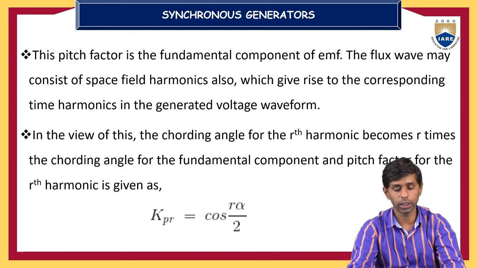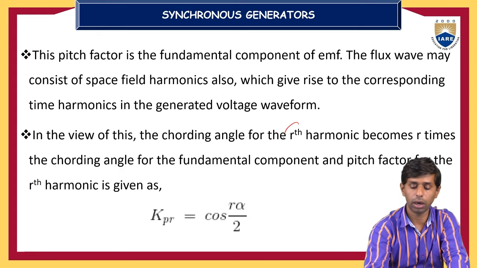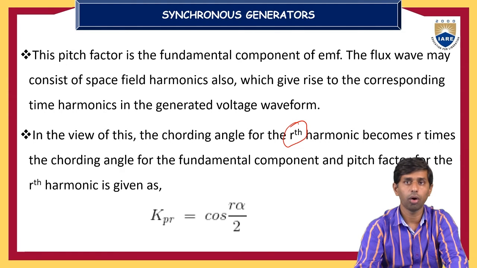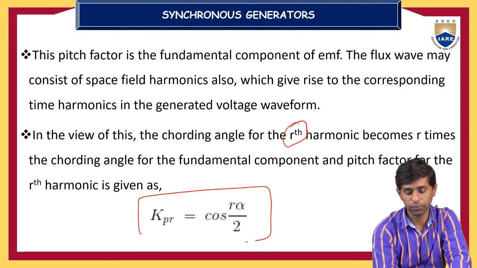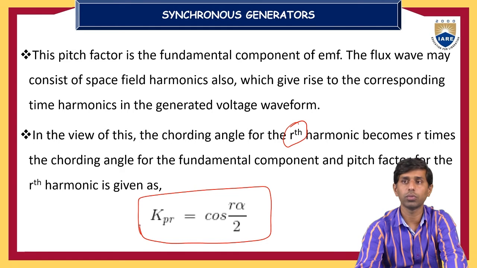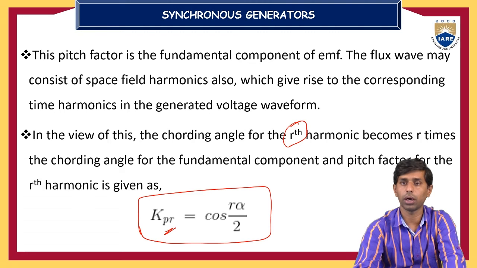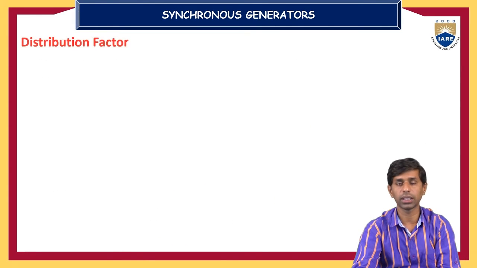And in the case when the harmonic content comes into the picture, the Kp is also affected by the harmonic content. Here I am naming the order of the harmonics as R. Due to the harmonic content, the output waveform will not be a very smooth waveform from the alternator. So if R order harmonics come into the picture, KPR, the pitch factor for the rth harmonic, is equal to cos R alpha by 2, where R represents the order of the harmonics.